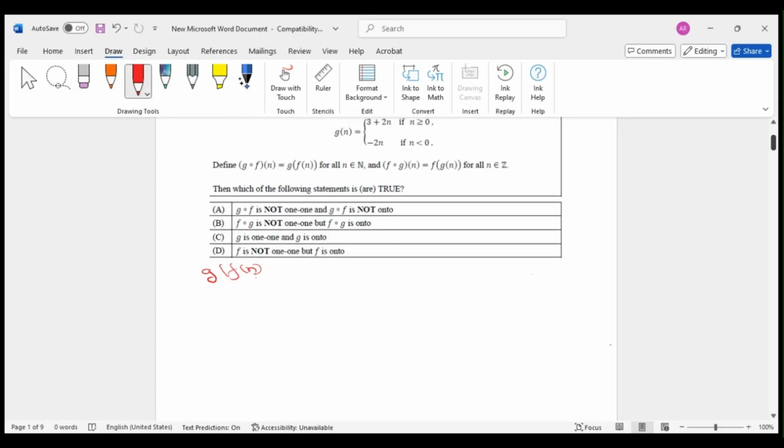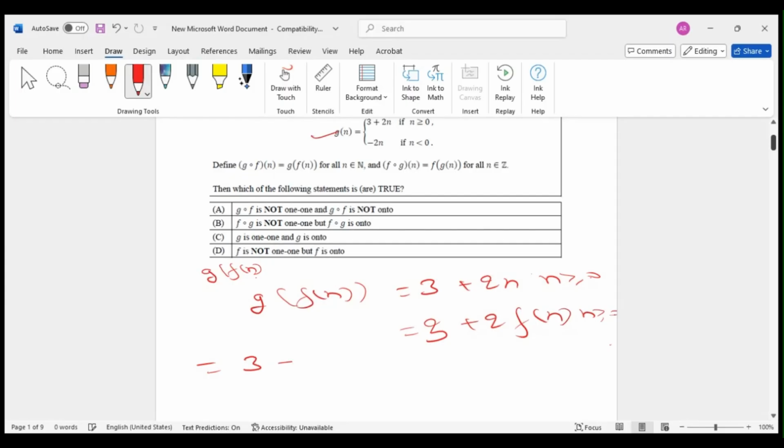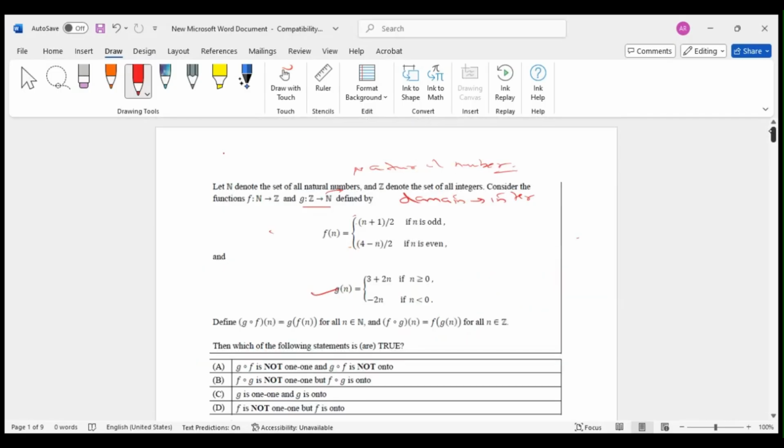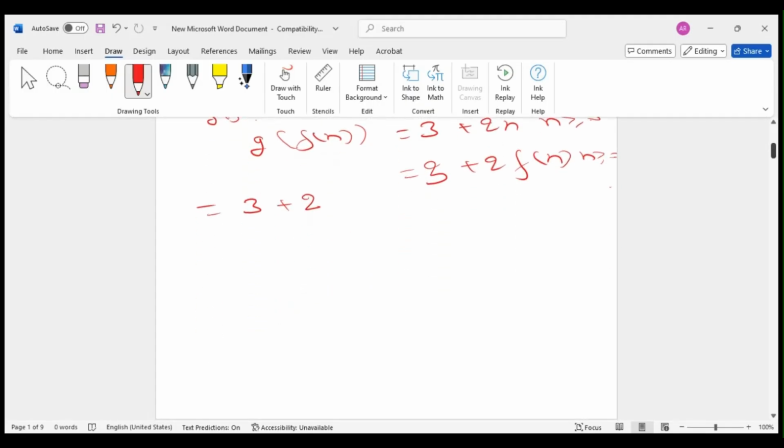We have g of f of n, we have two values: 3 plus 2n for n greater than or equal to 0, which means 3 plus 2 times f of n for n greater than or equal to 0, which is equal to 3 plus 2 times f of n, where f of n is (n plus 1) by 2 when n is odd, and (4 minus n) by 2 when n is even.